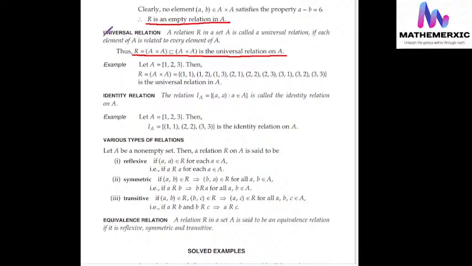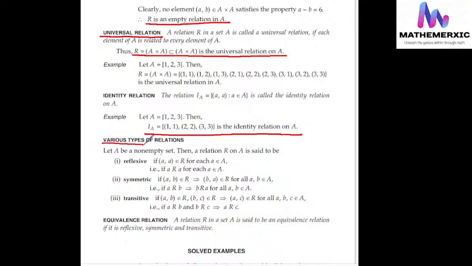So there is also an important part here, the universal relation. Let us say there are three elements. Obviously, every element will have a relation with every single element, each other. That's why for three elements it will be nine. It will have 9 elements in the universal relation in A. Similarly, for the identity relation, the same repetition is there, so it will have 3 elements. This is the identity relation on A.